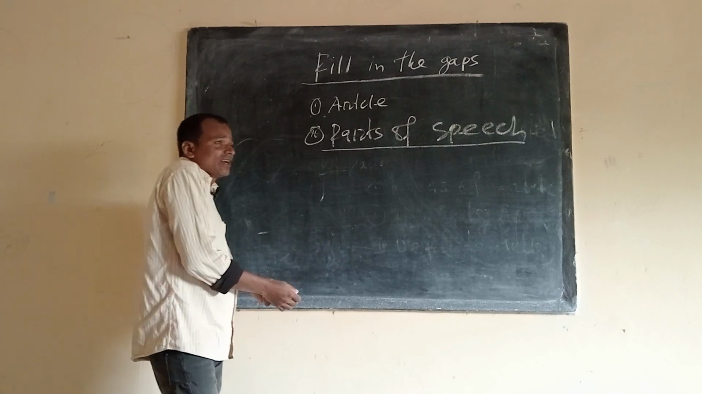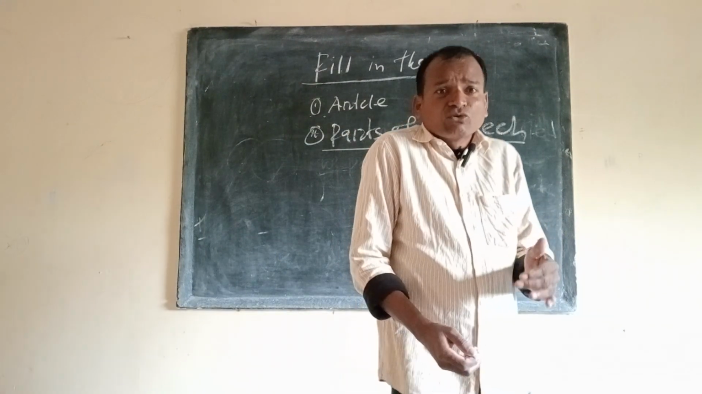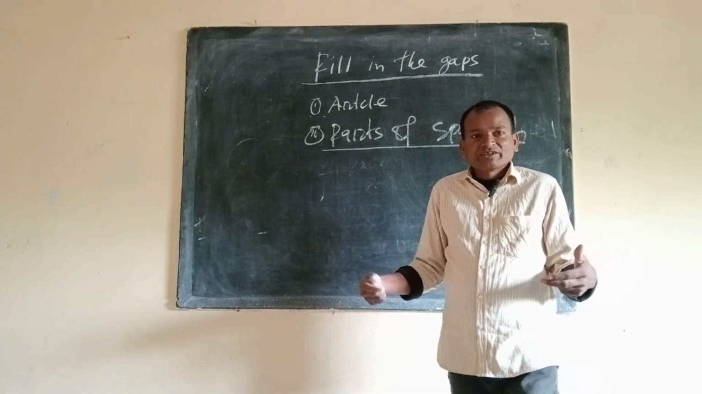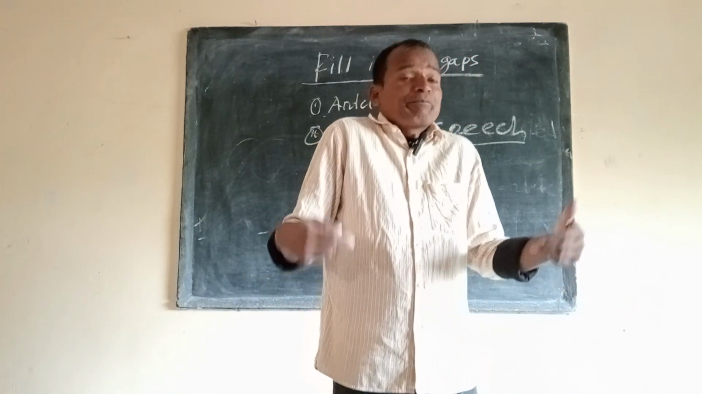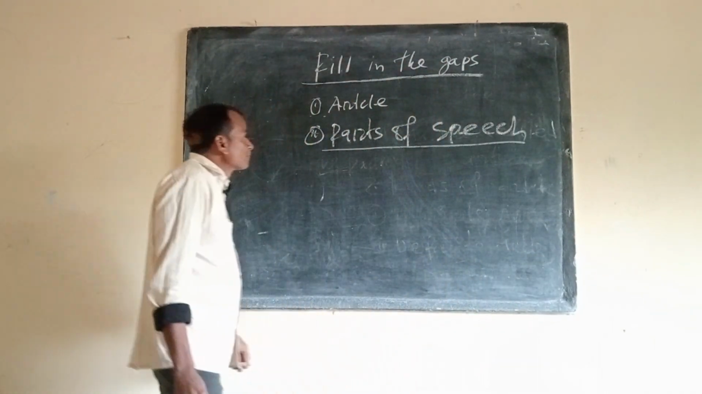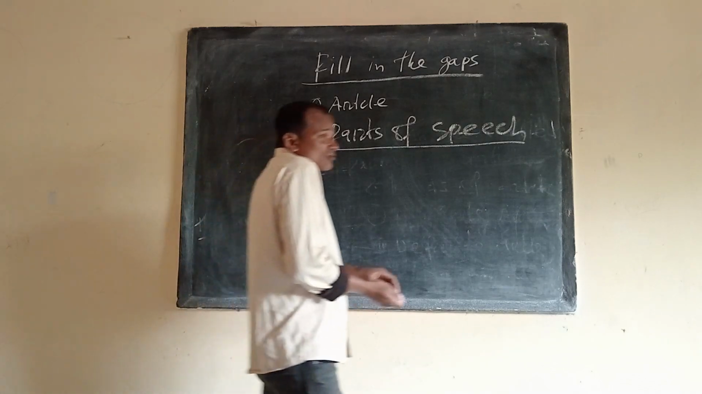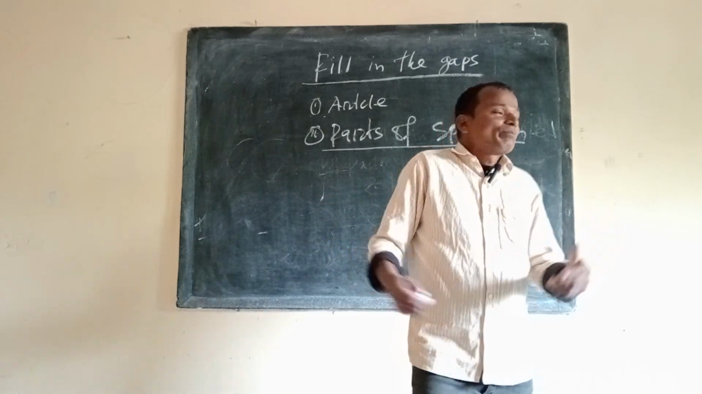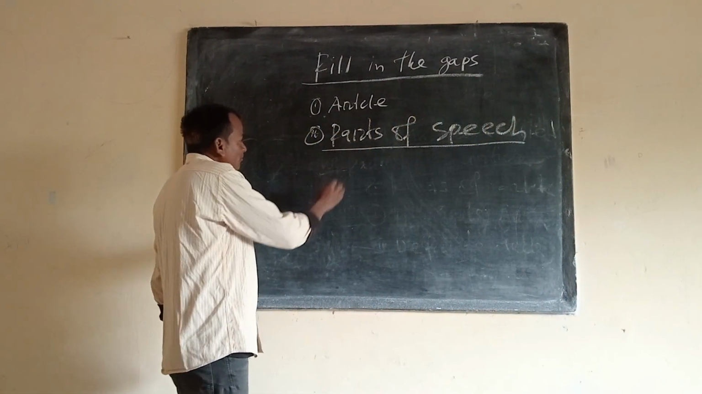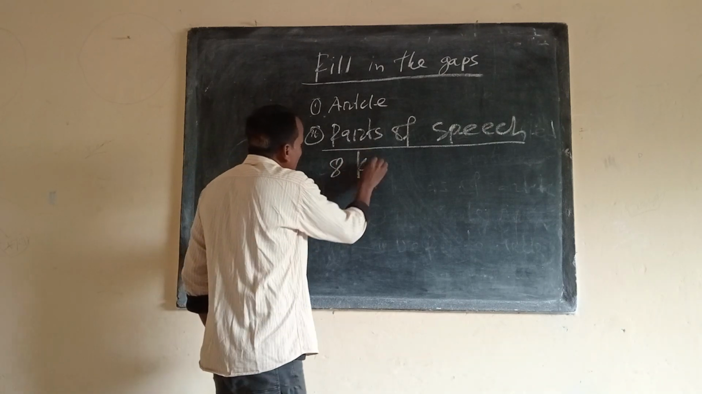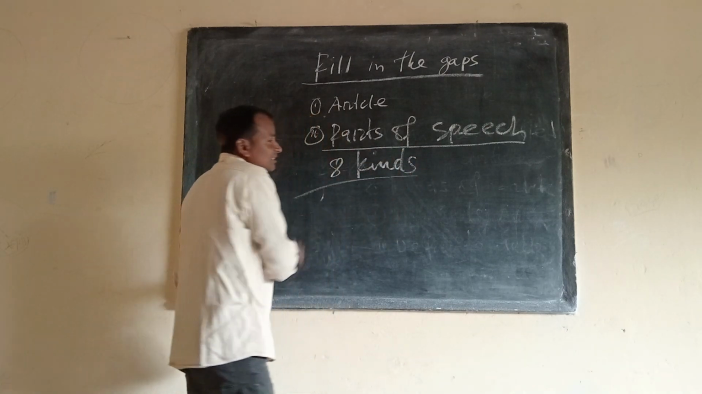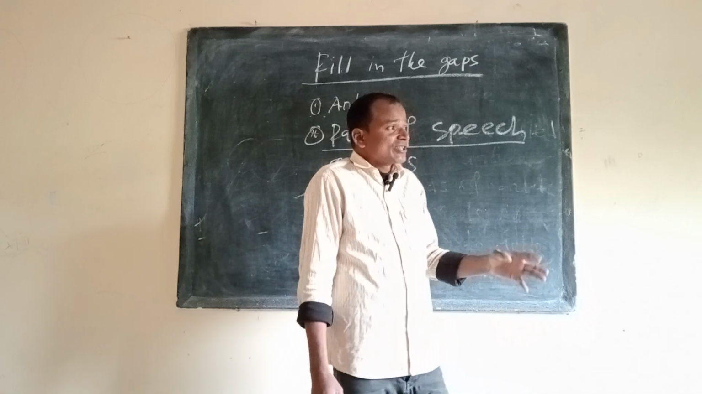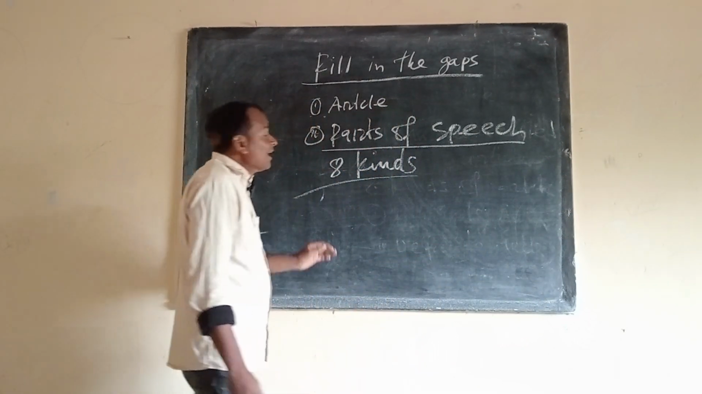So what is called parts of speech? The words used in the sentence, with different names and different values, are called parts of speech. How many kinds of parts of speech are there? There are 8 kinds of parts of speech: noun, pronoun, adjective, verb, adverb, preposition, conjunction, and interjection. 8 kinds of parts of speech are there.